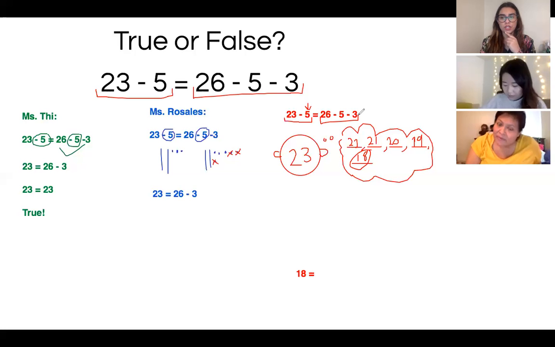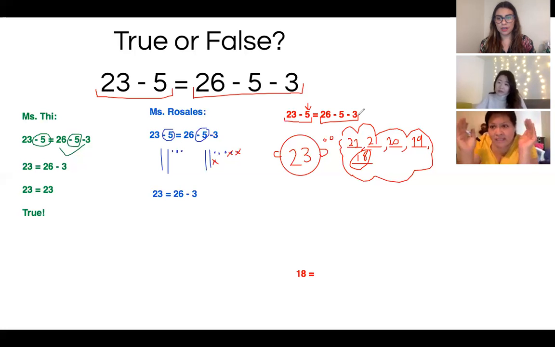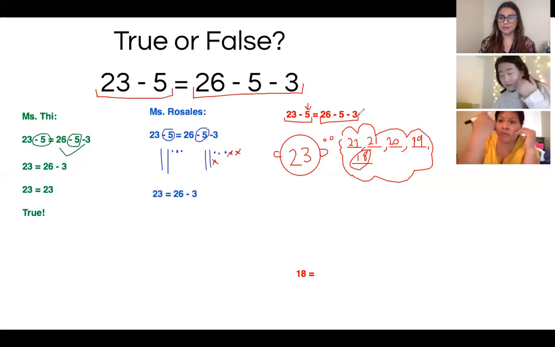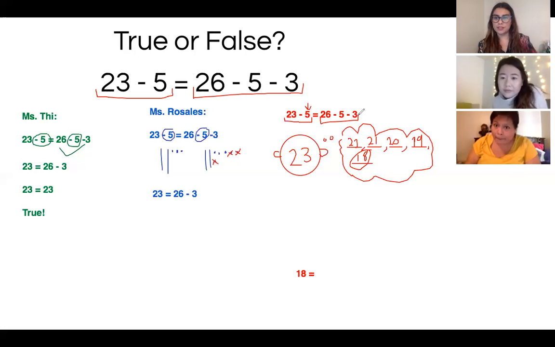So one question, teachers, is this possible? Can we subtract more than 2 numbers? Yes. How do we know? Because so long as the minuend is larger, you can continue to subtract on. Okay. So what could we do? What strategy can we use this time, Ms. Rosales? Since Ms. T gave us a strategy for the left side of the equation, what strategy should we use for the right side?